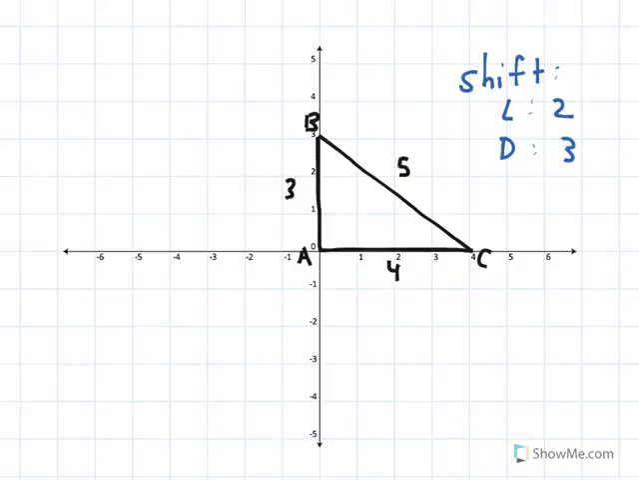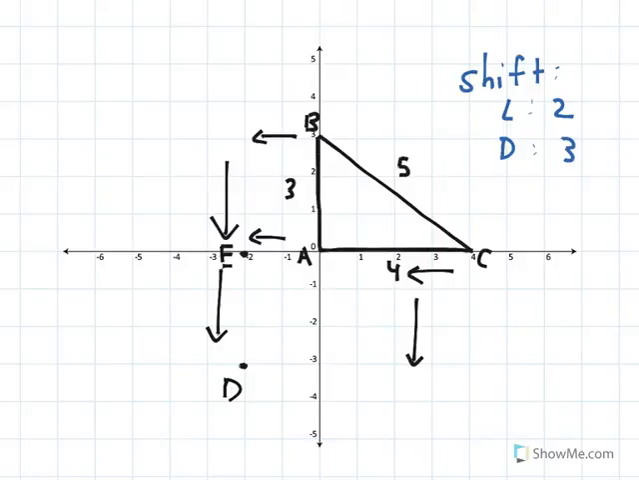Point A is 0, 0, which would shift left 2, down 3, right here. And let's call that point D. And B would shift left 2, down 3, right there, point E, and likewise for point F. And there's our new triangle. That's just one of the many shifts. Some other shifts are reflections, rotations, or translations.